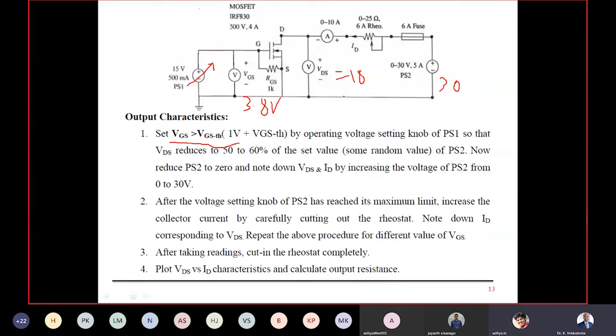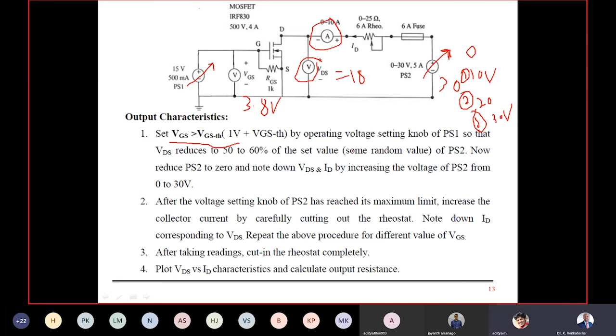Next step. Take the readings for some values and then reduce PS2 to 0. First reading is 10 volt, second is 20 volt, third reading is 30 volt. And note down what all? VDS and ID. Output current is ID, output voltage is VDS. Note down and tabulate it.